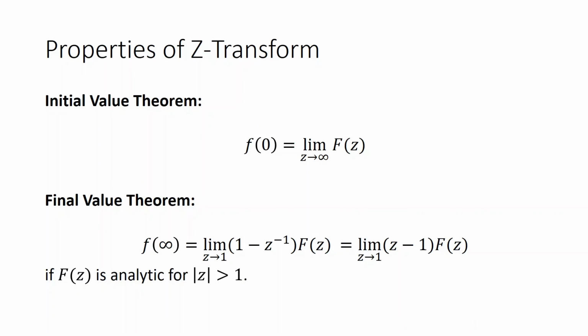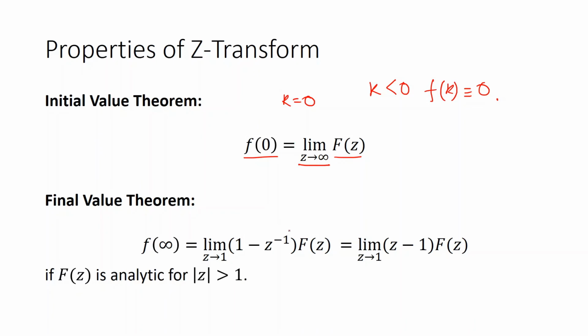And lastly, we would talk about the initial value theorem and final value theorem. If you want to know the initial value of the sequence from the Z transform, you can compute it by making z tend to infinity in the Z transform. That would give you the initial value of the sequence. Initial value means at k equals 0. We have assumed that for k less than 0, f(k) equals 0.